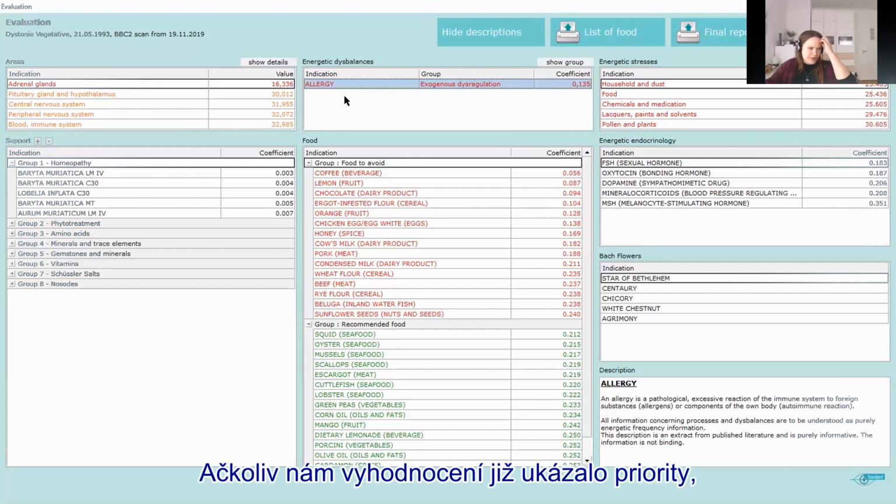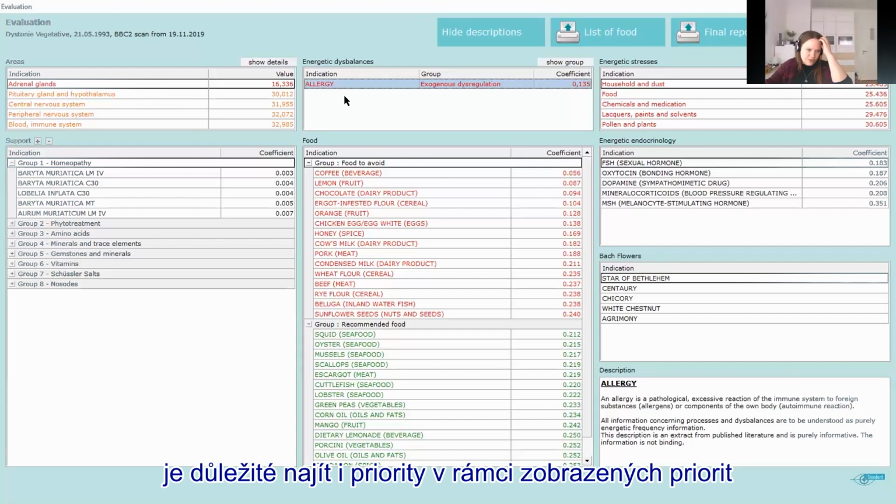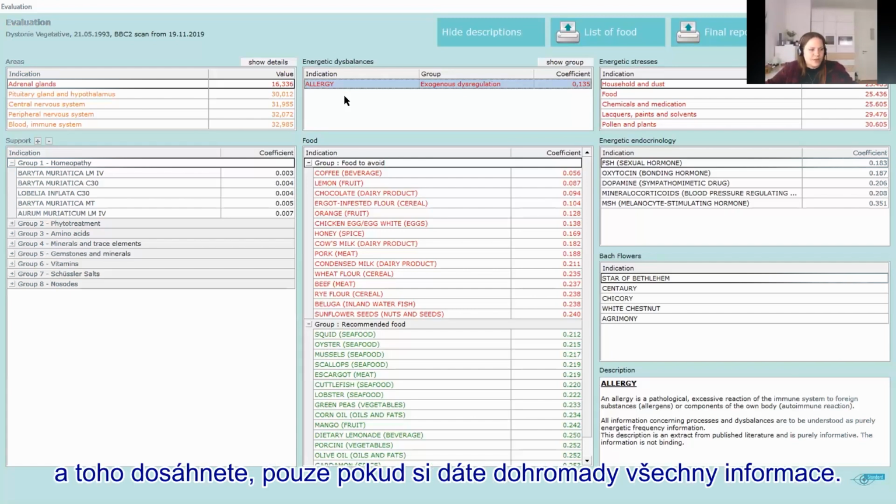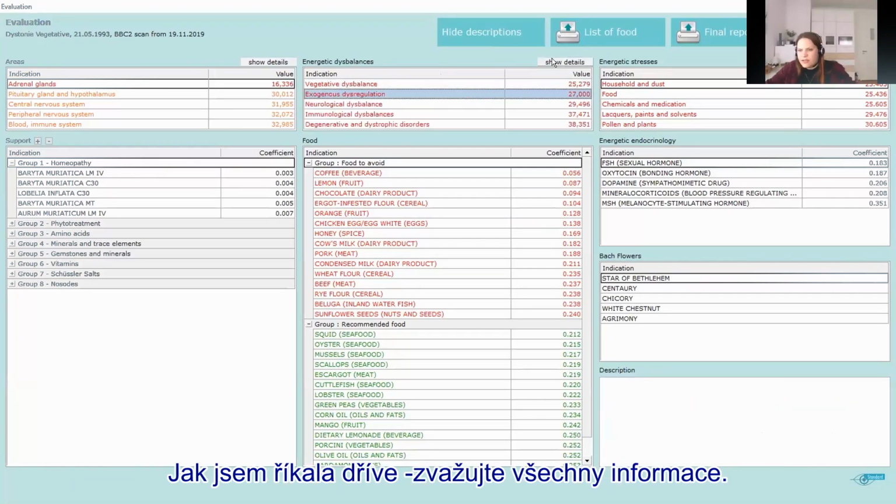Also, the evaluation already shows the priorities. It is also important to find priorities within the priorities. This can only be done by looking at everything together. So, like I said before, bring this information together.